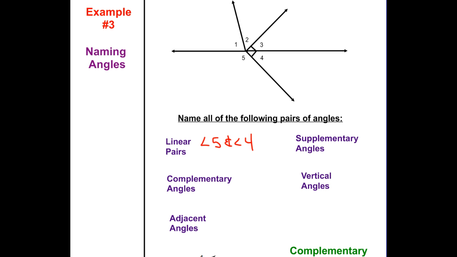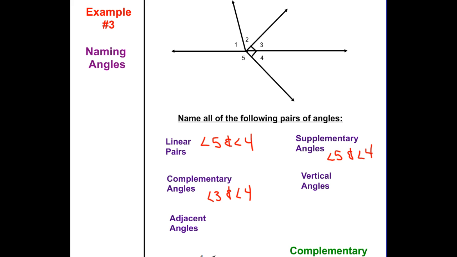Complementary angles. That means they add up to 90 degrees. The only ones we can really see up there are angle 3 and angle 4. They make that box there that's showing. Supplementary angles are angles that add up to 180 degrees. Again, like linear pairs, supplementary angles have to be pairs. Angles 1, 2, 3 add up to 180 degrees, but there's three of them. So only angle 5 and angle 4 can be supplementary angles.